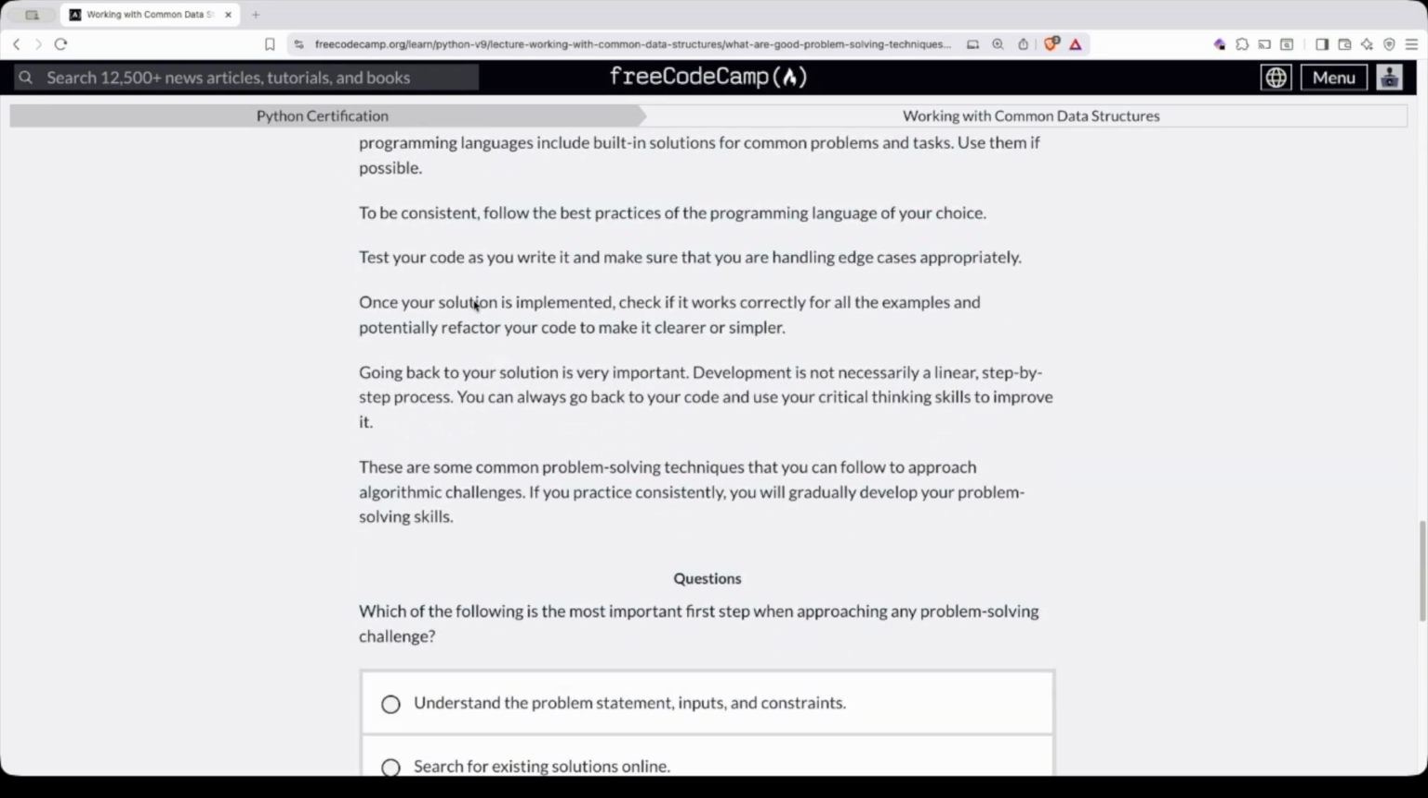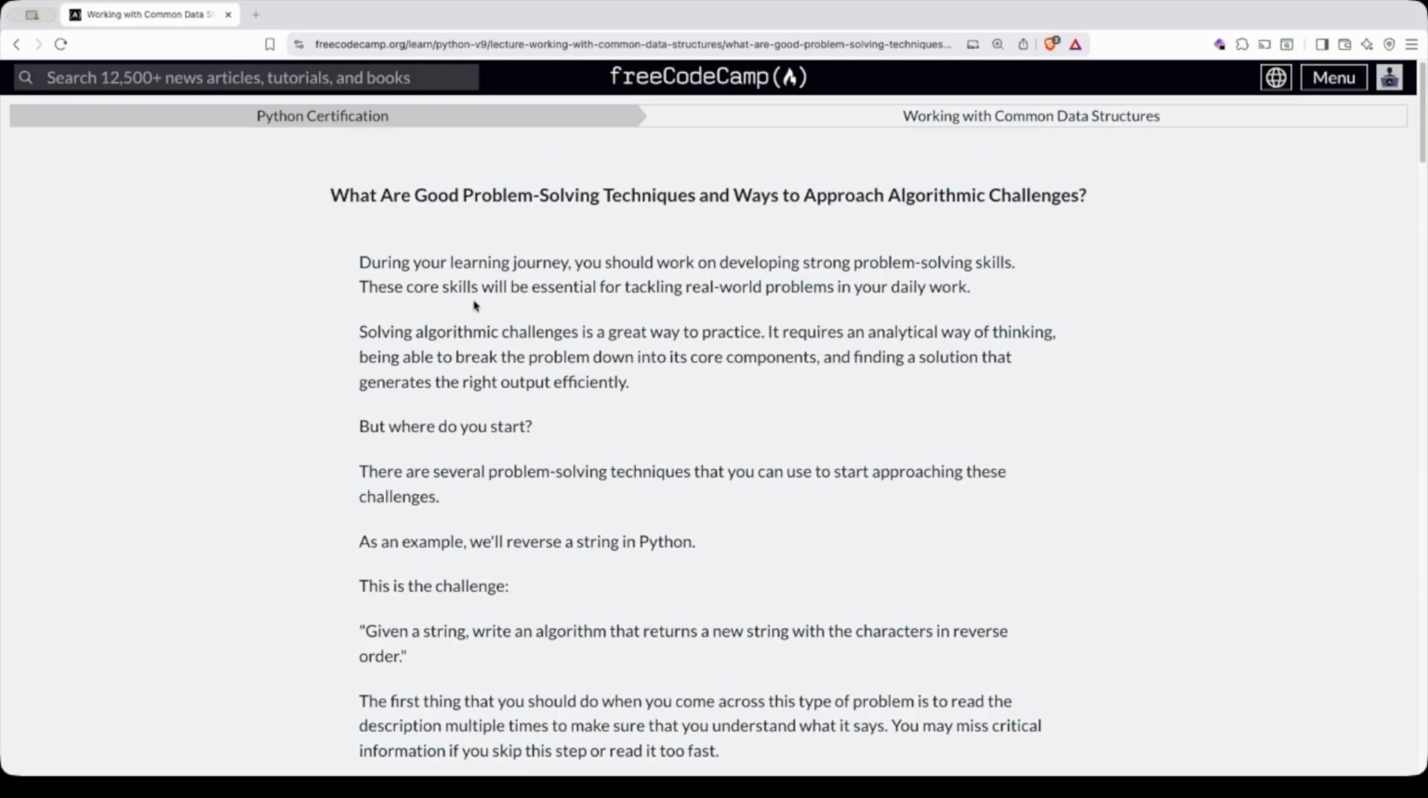These are a little more wordy, so I'm going to end this video here. We'll call it on this one, and we'll start next time with what are good problem-solving techniques and ways to approach algorithmic challenges, and carry on through our algorithm section here on our freeCodeCamp Python certification.